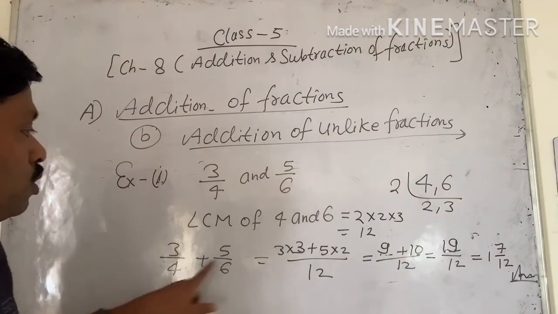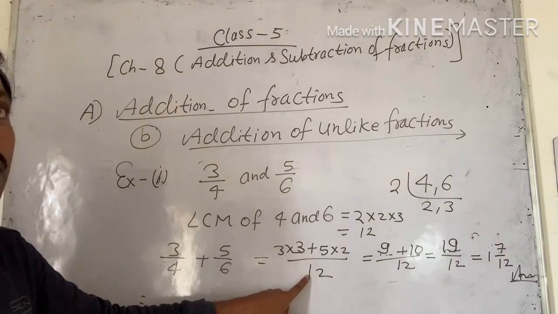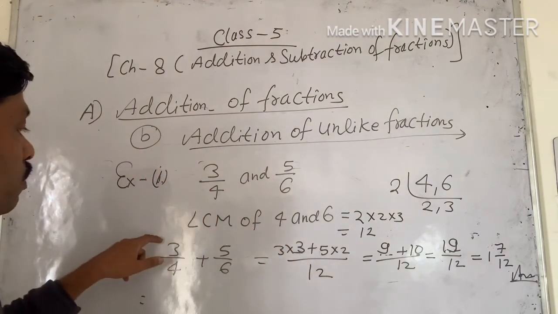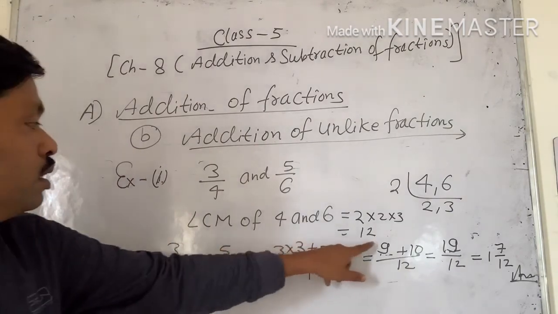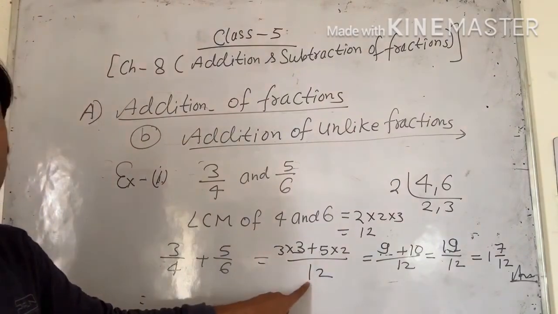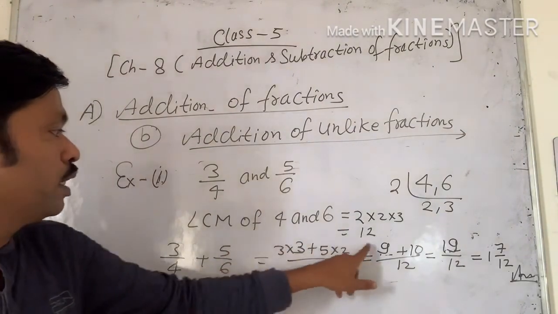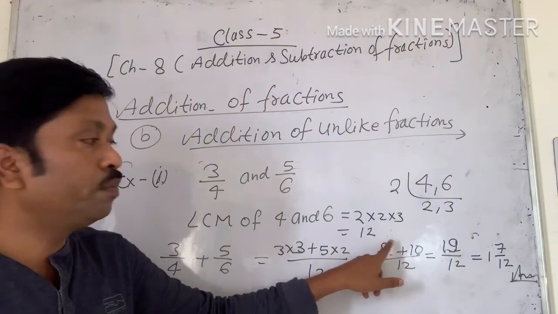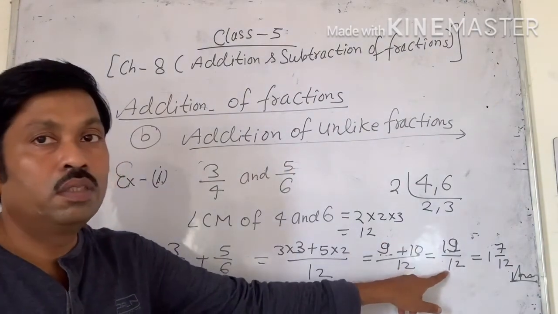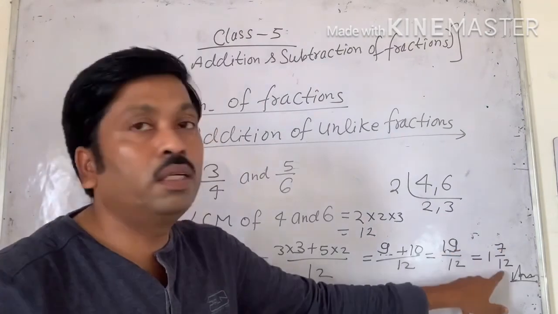Now divide 12 by 4. 4 threes are 12, and now the quotient is multiplied by the numerator. 3 into 3, we get 9. 6 goes into 12 two times. Now 5 multiplied by 2, we get 10. Now when we add them, 9 plus 10 is equal to 19 by 12. We get 1 whole 7 by 12.